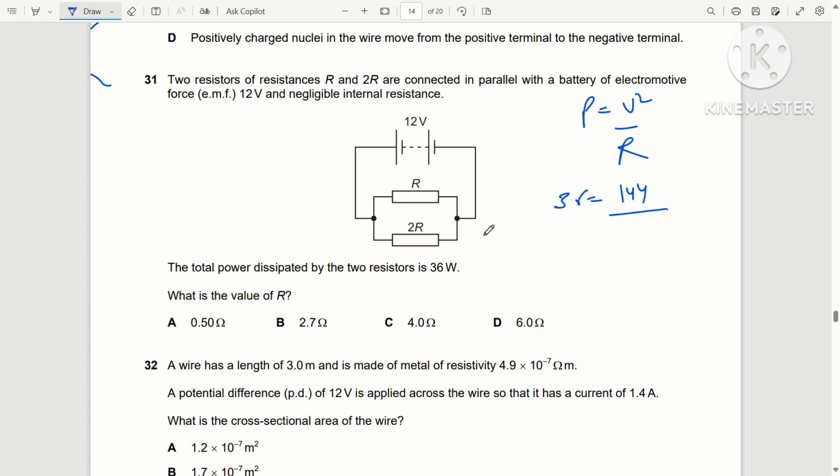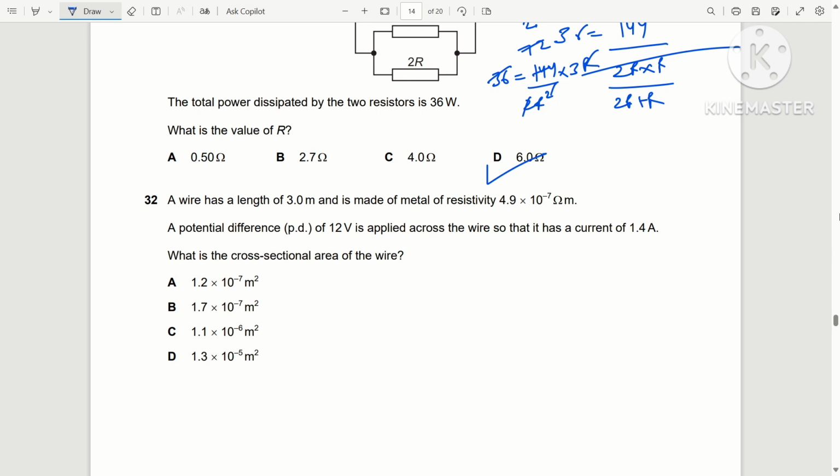Now for resistance R, since two are connected in parallel, the equivalent resistance will be 2R into R divided by 2R plus R. So you can write 36 is equal to 144 divided by 2R square into 3R. Now we can solve: 2 cutting 72, 36, 2, 1, R and R will cancel out. So on solving you will get R is equal to 6.0 ohm.